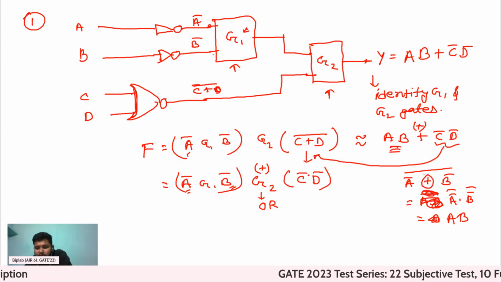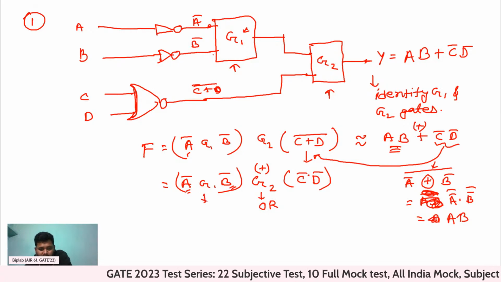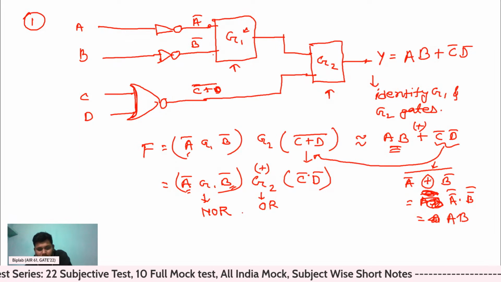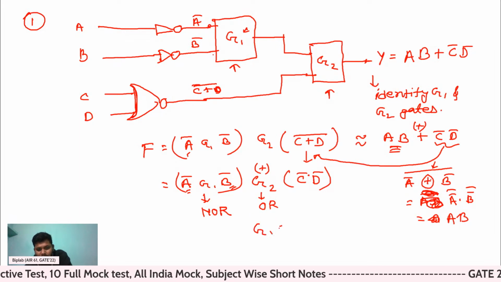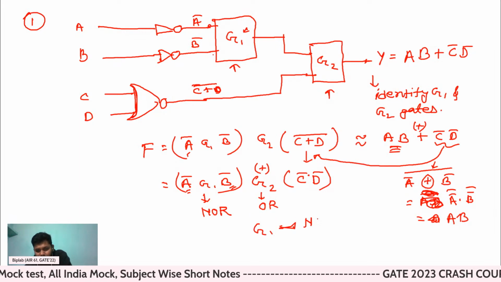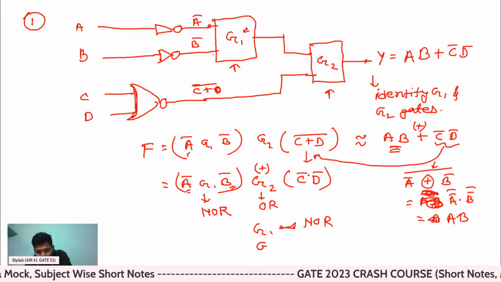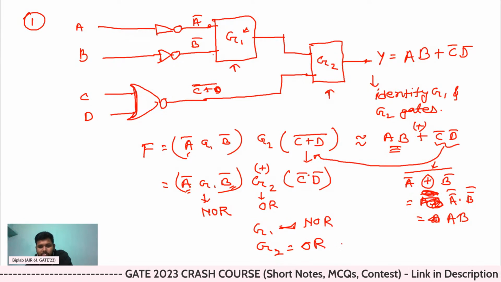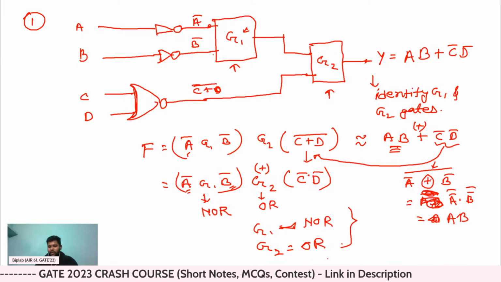So which gate have you applied here? One plus and one not. So that is nothing but your NOR gate. Okay. So your G1 is the NOR gate. G2 is the OR gate.